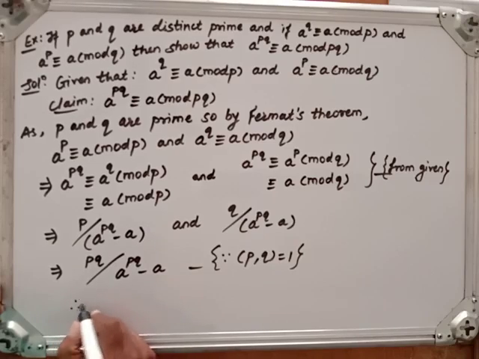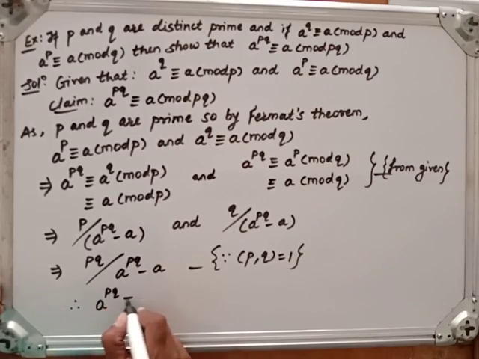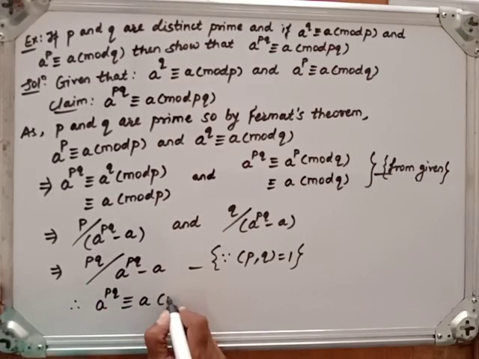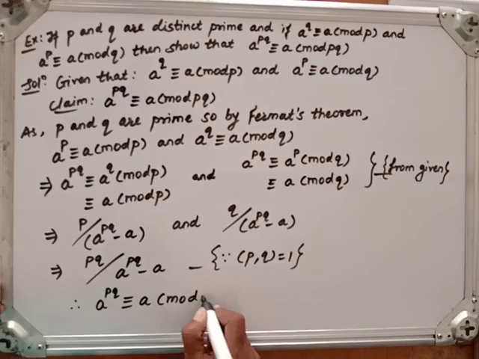So choosing this one, what can we say? A raised to pq is congruent to what? A modulo pq, and that is our requirement.